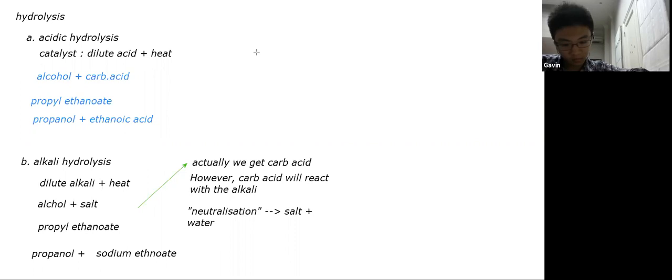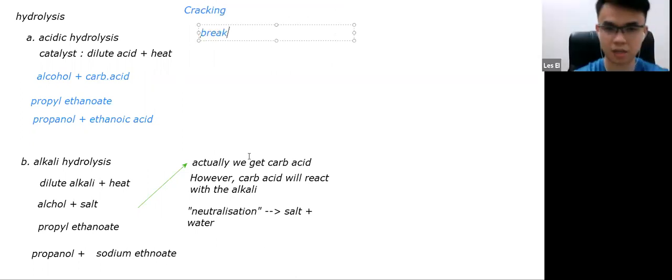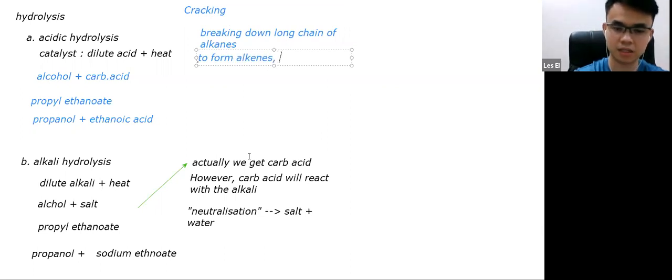Okay, I'll go with cracking. So the next process that I want to talk about is cracking. Cracking is breaking down long chains of alkanes. So you can only break down alkanes to form alkenes or hydrogen gas.